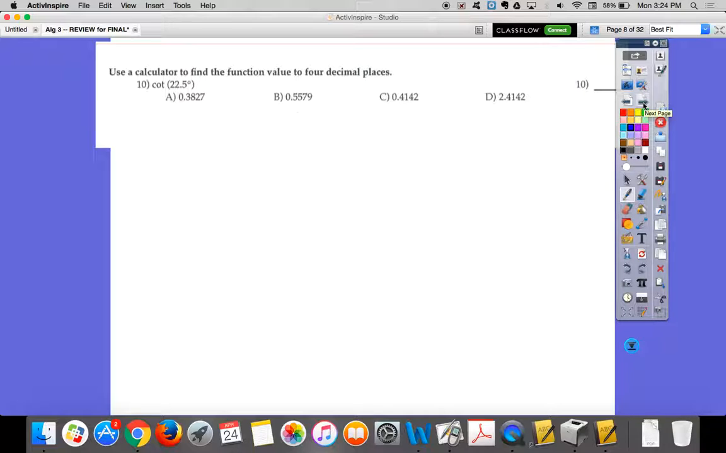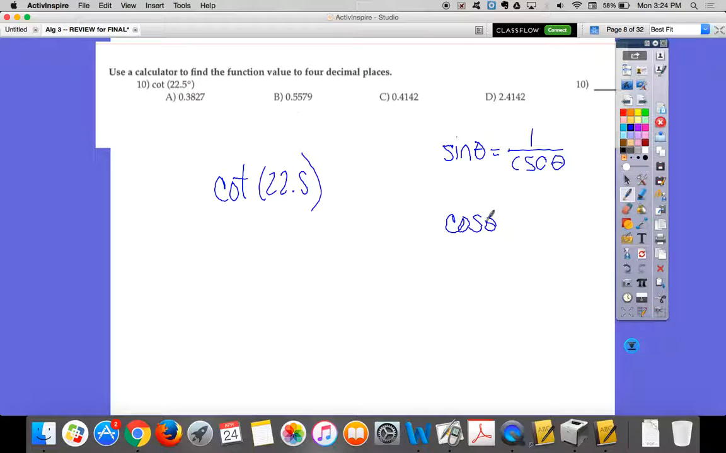Okay, use a calculator to find the function value to 4 decimal places. Well, we do not have a button on our calculator for cotangent. So we have to think about reciprocals. If you think about your reciprocals, remember that sine is the reciprocal of cosecant, and cosine is the reciprocal of secant, and tangent is the reciprocal of cotangent. Now these work basically the same way: you take the same equation, you swap your trig functions out, it's the same thing.